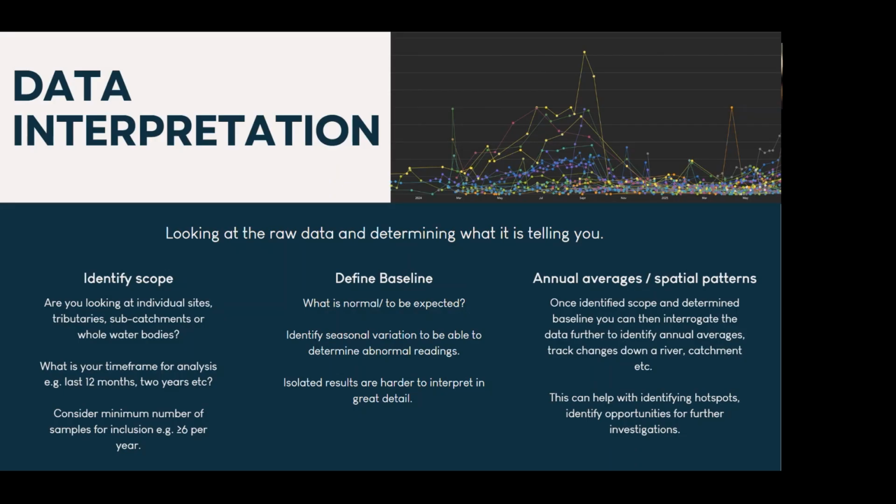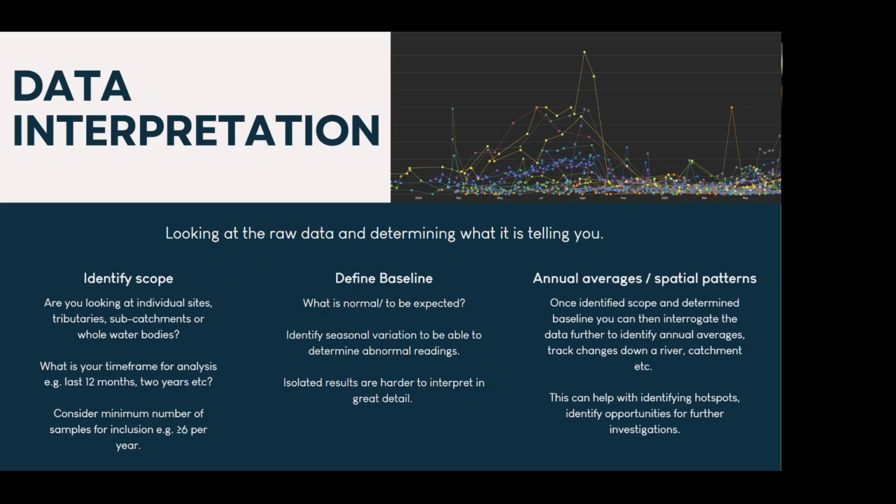And that for us has ultimately been defined by trying to identify the baseline, which goes on to your next element. So determining what is normal or what is to be expected for a particular site. Unless you've got that kind of coverage over that time frame, it's really hard to identify that. And this also helps to pick up any seasonal variation, which can then ultimately lead on to identifying any abnormal readings.